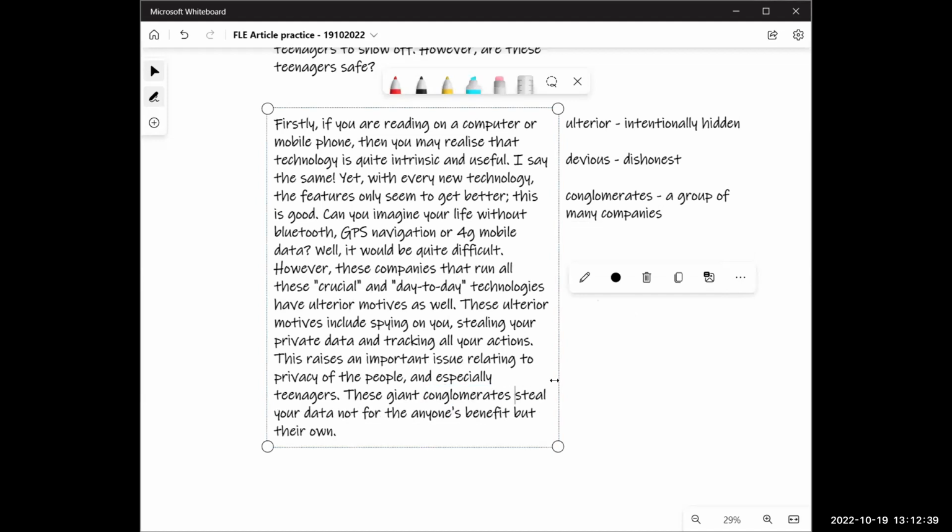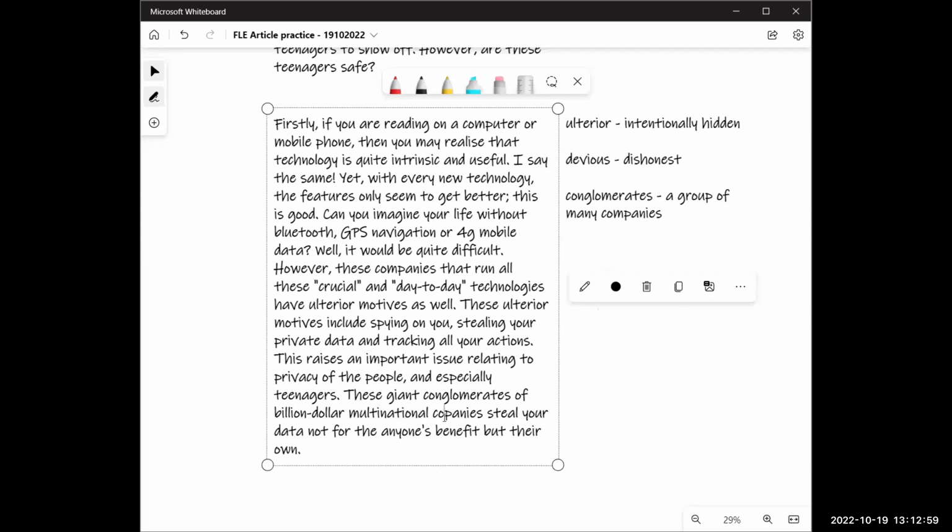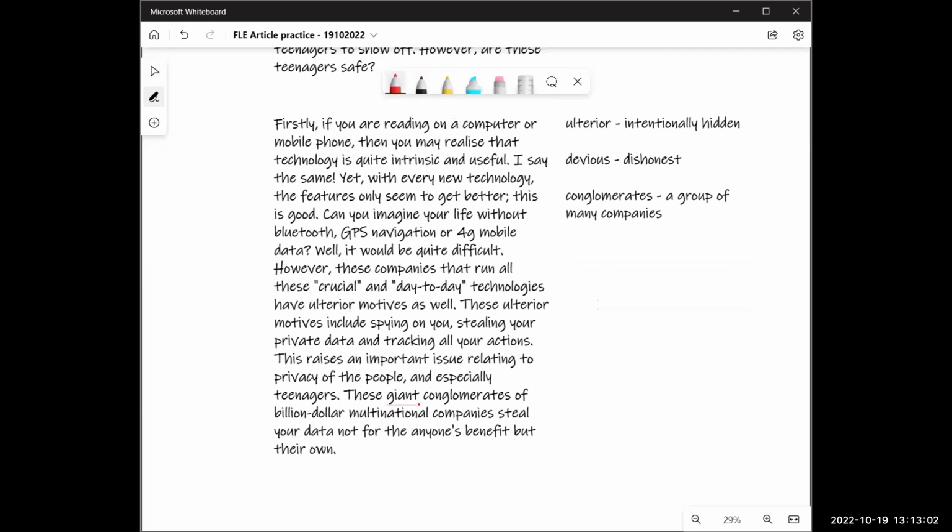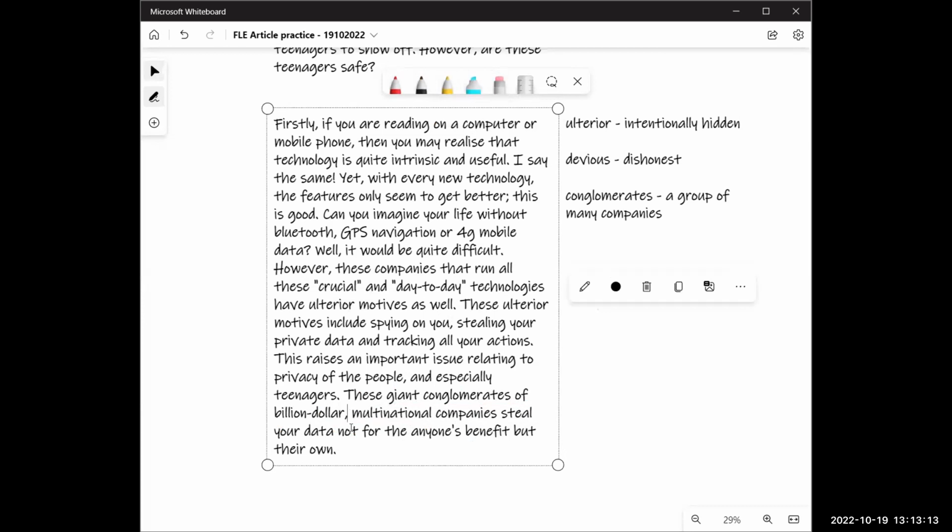Let's keep it like this. These giant conglomerates of multinational companies. Let's say billion-dollar companies. Multinational companies. I'm using so many adjectives. Giant conglomerates of billion-dollar multinational companies. So whenever we do something like this, we have to put a comma over here, after billion-dollar. When you use two adjectives, you must put a comma. Is that clear?